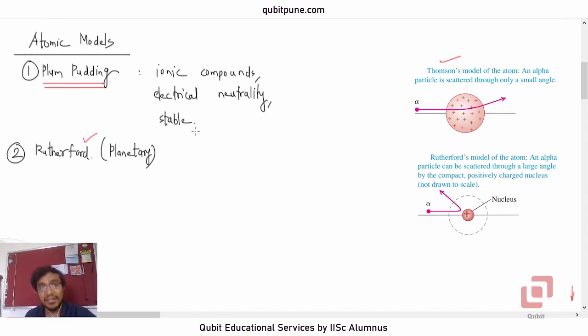But what led to the rejection of the plum pudding model? The experiments with alpha particles and thin gold foils, or metal foils, which were carried out by Rutherford and his colleagues or students. So what were the main conclusions of Rutherford's atomic model? The main conclusions were that almost all of the alpha particles emerged out of the thin gold foil without any appreciable deflection, but very few of them suffered a very large deflection, and that deflection was comparable to a head-on collision.